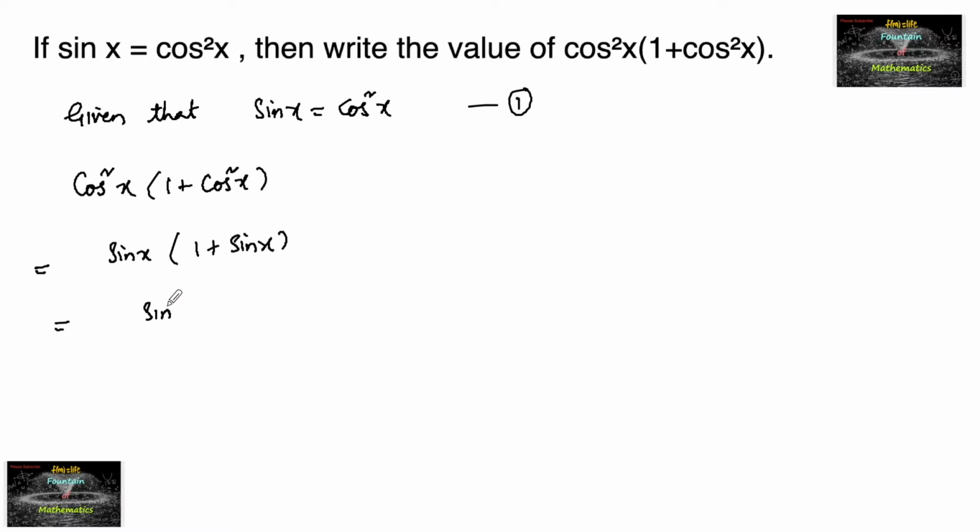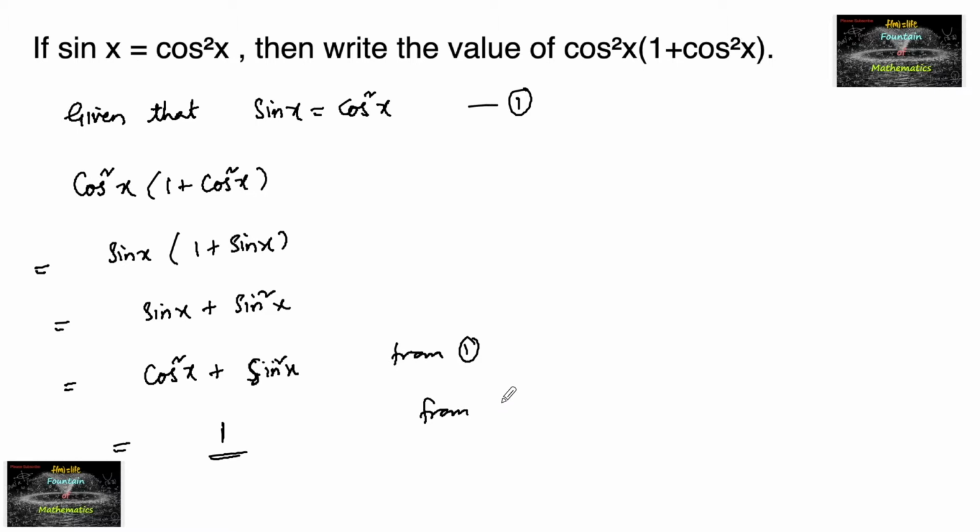So this can be simplified and written as sin x plus sin square x, and again from 1, sin x is nothing but cos square x. So we can write cos square x plus sin square x. Since we know that cos square theta plus sin square theta is 1, cos square x plus sin square x is equal to 1 from the identity. So we can just consider the answer is 1. Okay, thank you.